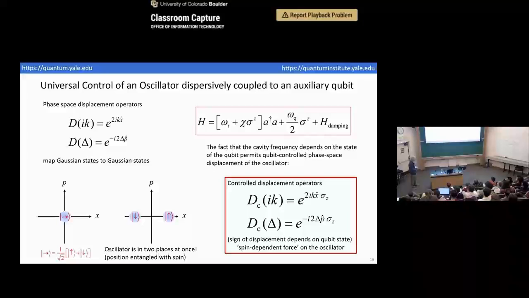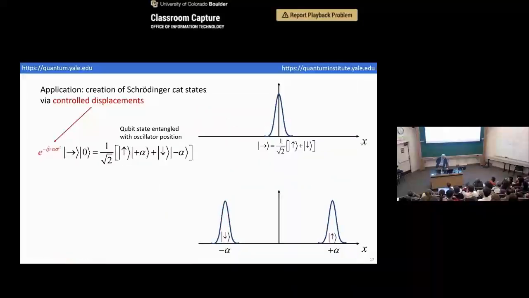Okay? And so that's a cat, but in quantum optics, people talk about cat states, which is something slightly different, in which you disentangle the qubit from this, and you just end up with the cavity being in two positions, and the qubit is back in the ground state. That's a cat state instead of a cat. It's kind of confusing. Okay, so how do we do that?